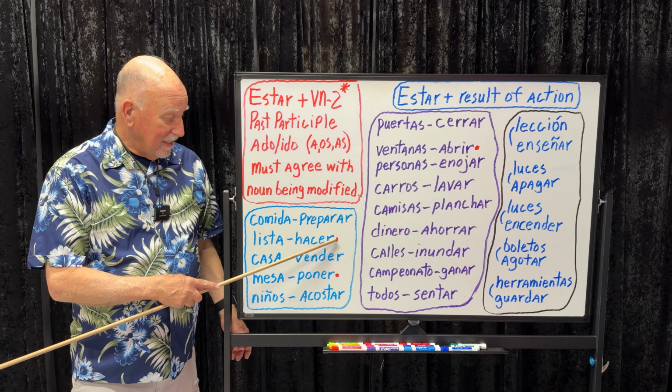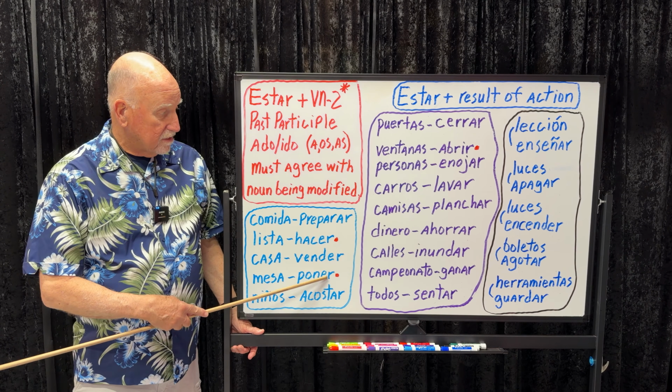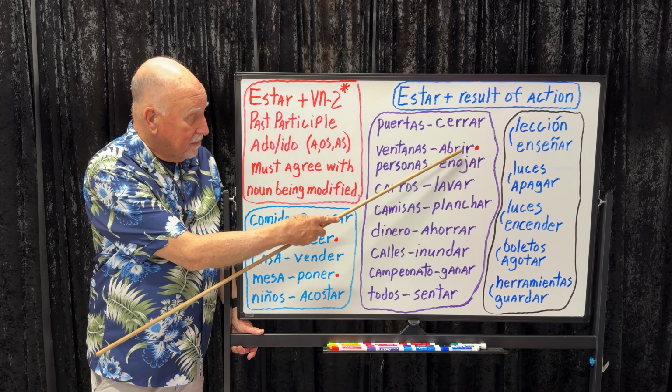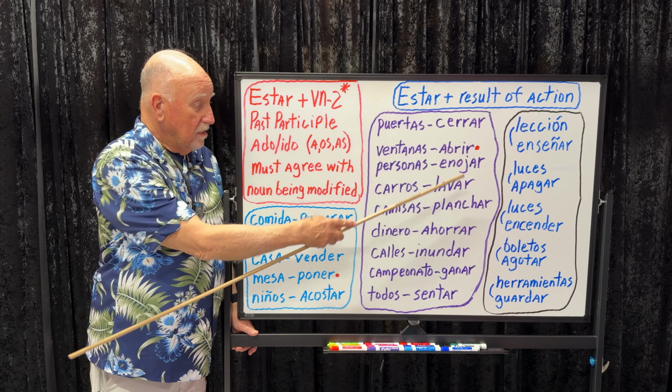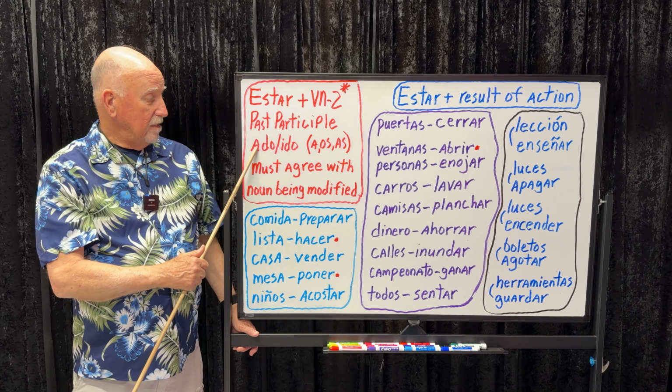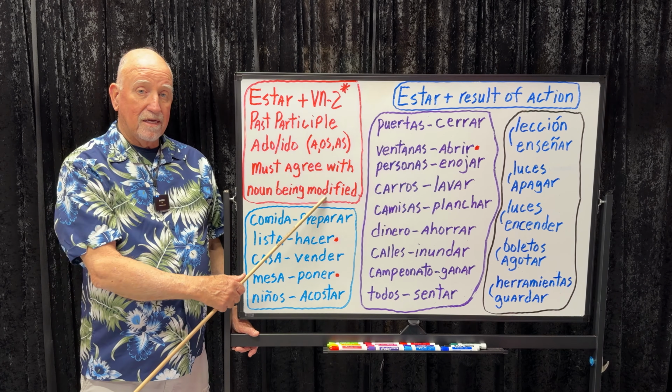The red dot indicates today that these are irregular verb number 2 past participles. I think we have 3 of them that are irregular. All the others, you're just going to drop off the AR, the ER, or the IR and add the appropriate ending, making sure your ending agrees with the noun being modified.